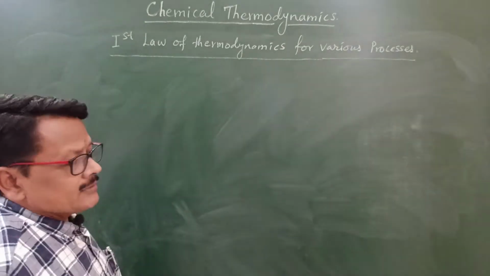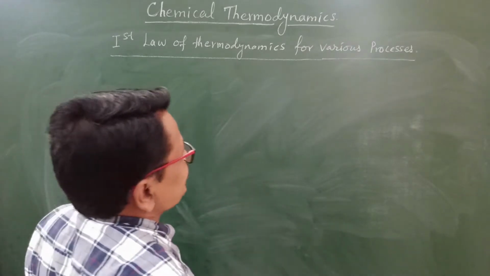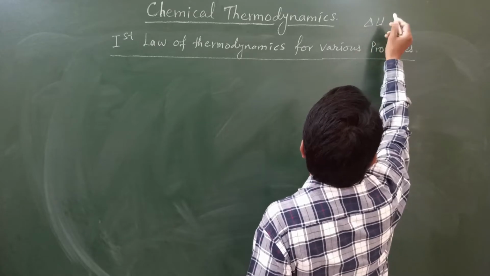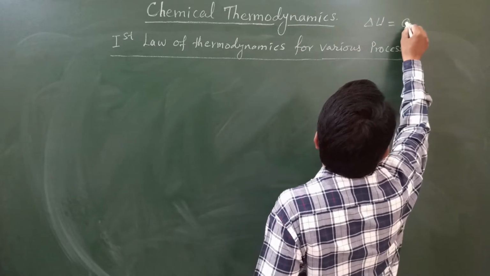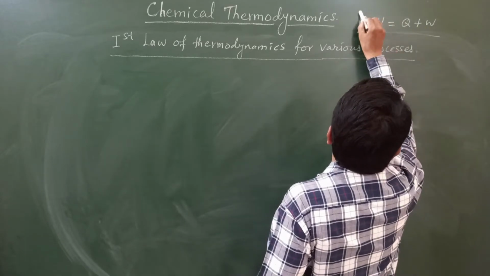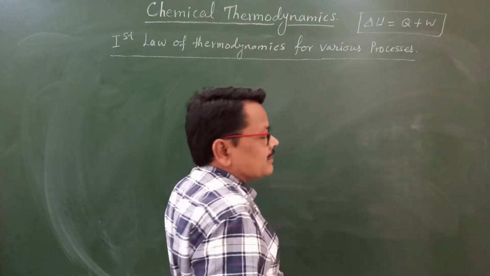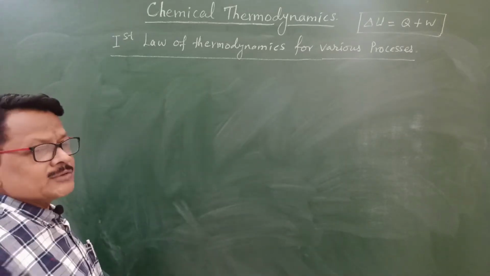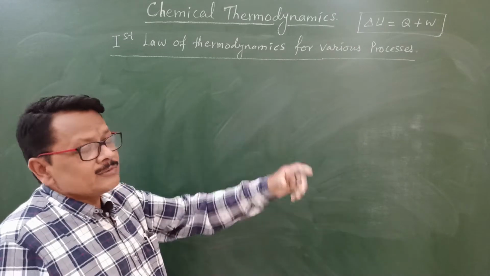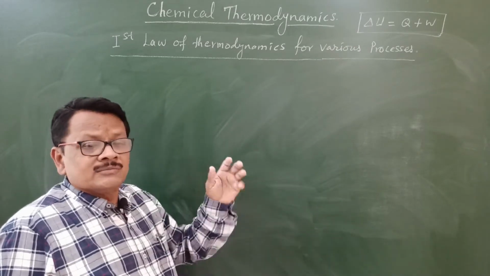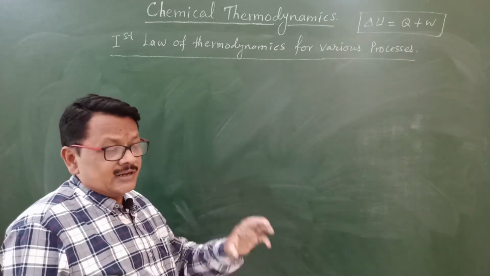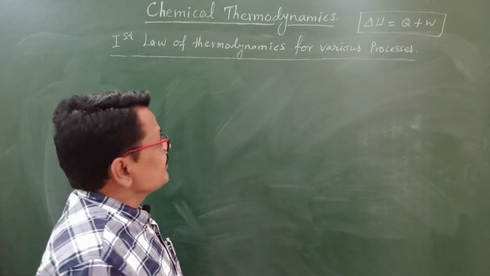First law of thermodynamics, its mathematical equation. As we just saw, I'll write here: change in internal energy, delta U, is equal to Q plus W. So this is the mathematical expression for the first law of thermodynamics. What is Q? That is the heat supplied to the system. And what is W? Work done on the system by the surrounding. In both cases, the internal energy of the system increases.